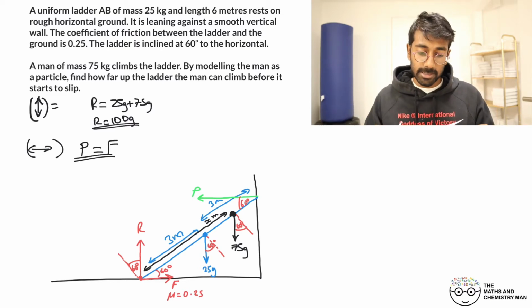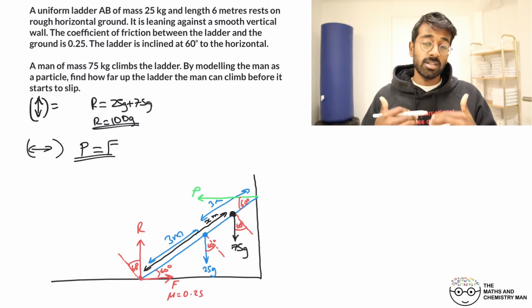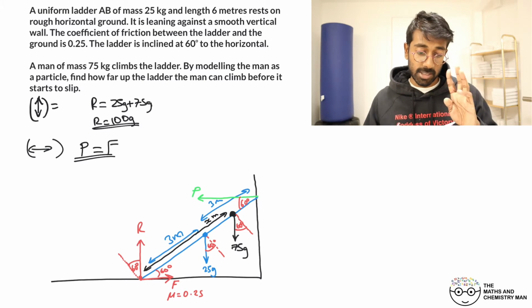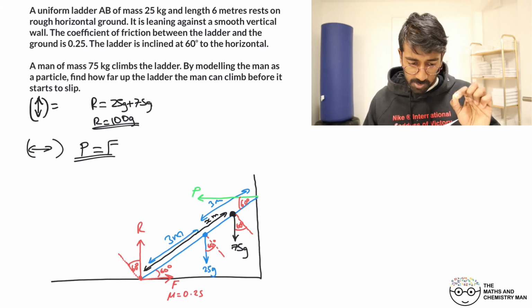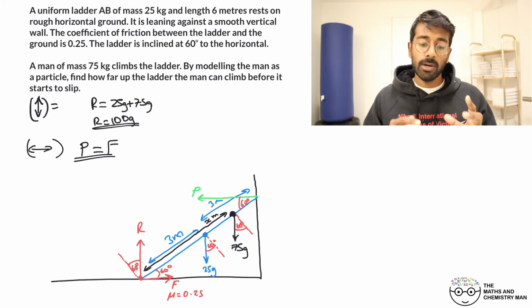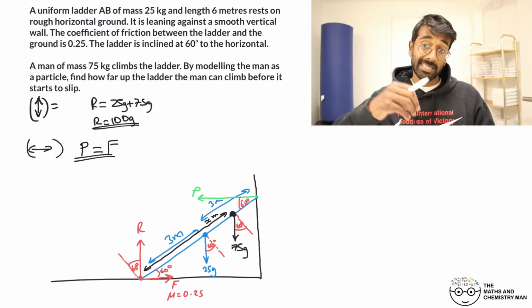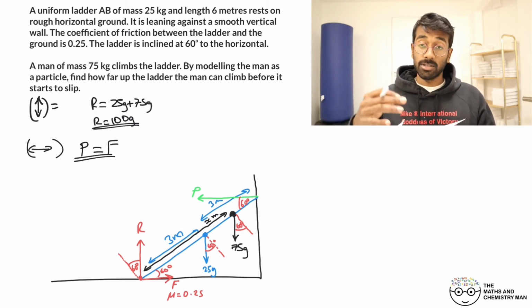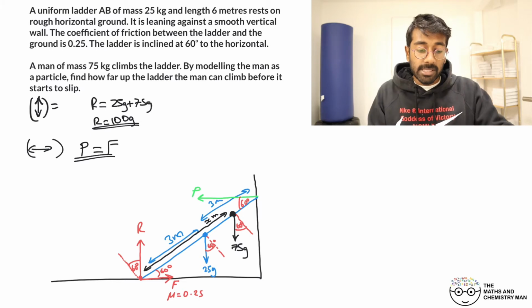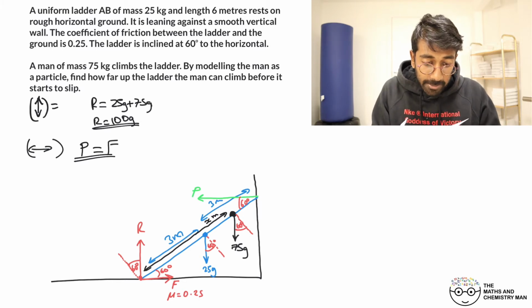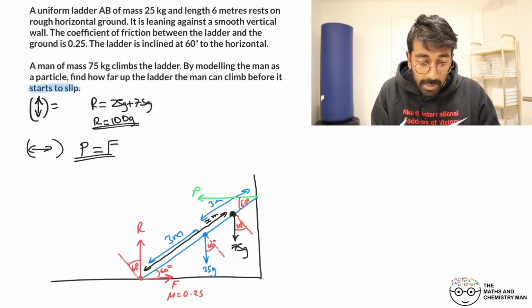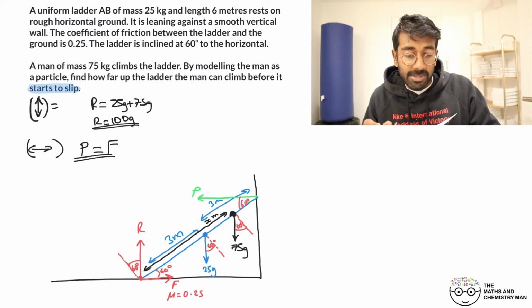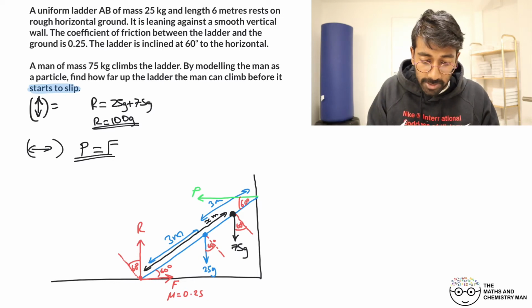That's perfect. Now, we'll need to start taking moments in a second. That's going to be step number 3. But just before we get there, we know that what we've got to find out is where the man can stand so that it's going to start to slip. Now, what that means is when it starts to slip, that we're going to be in limiting equilibrium. Okay, so that's very important.